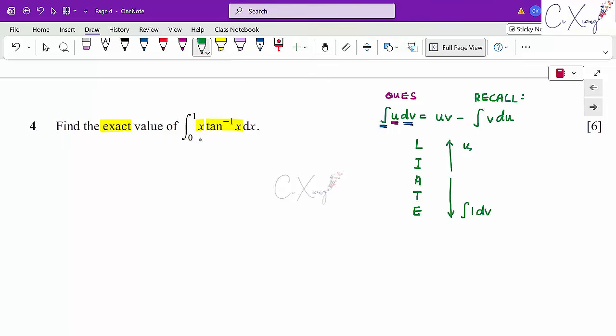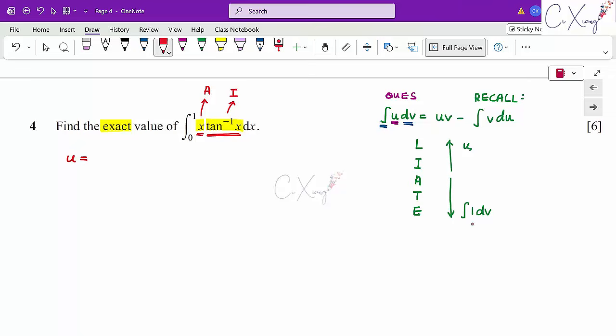We are having x. So x belongs to algebra, which is A. And then this one, tangent inverse belongs to inverse trigo, which is I. So according to A and I in our group here, I is higher than A, right? So I should be the U. And then A should be the integration of dv. Okay, so after you have determined that, you can straight away write out the step first.